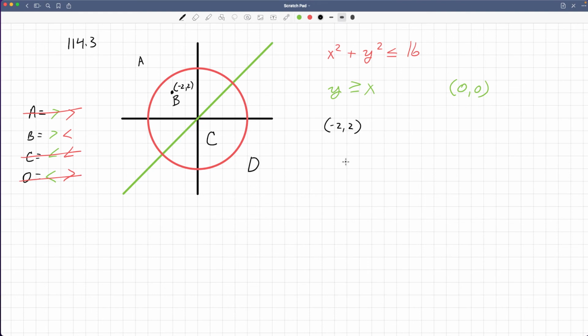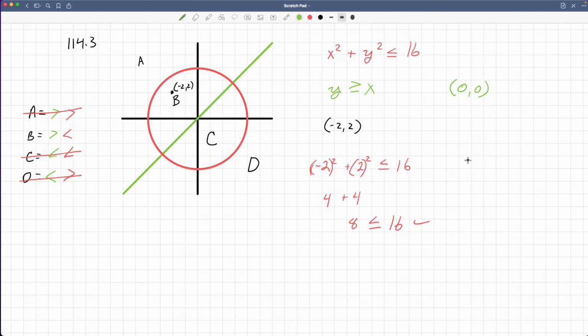So let's try it and see. Our y is +2 and our x is -2. So let's do the circle first. That's going to be -2 squared plus 2 squared is less than or equal to 16. -2 squared, remember, it's in parentheses, so that's going to be a +4, plus a +4, that's going to be 8, which is less than or equal to 16, and it is. So that's correct. So now let's try the green one.